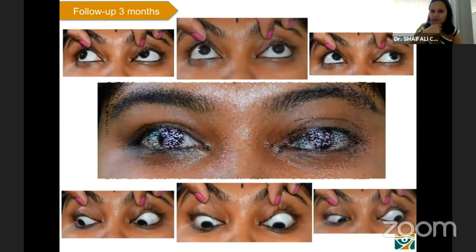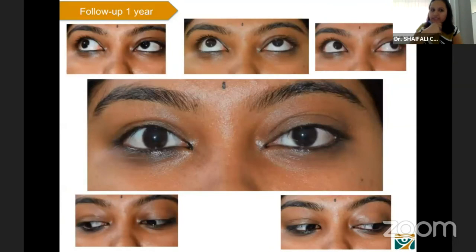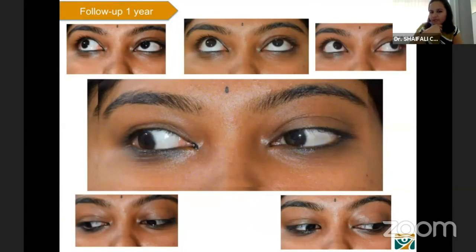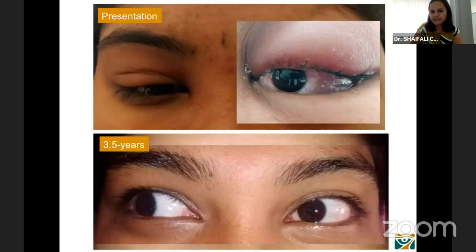This is 3 months after her treatment with no residual proptosis, no functional deficit. This is 1 year. And we have been following her up for almost 3.5 years now, and she has been doing really well. This is how she presented, and this is how she is now.